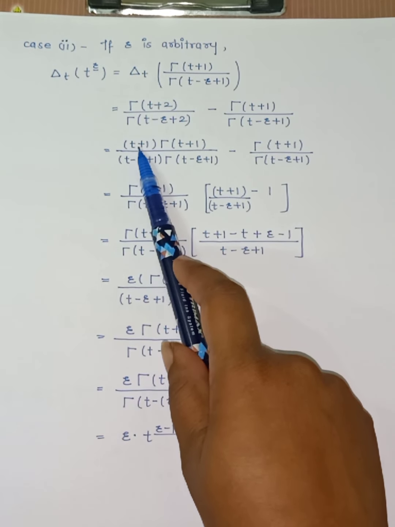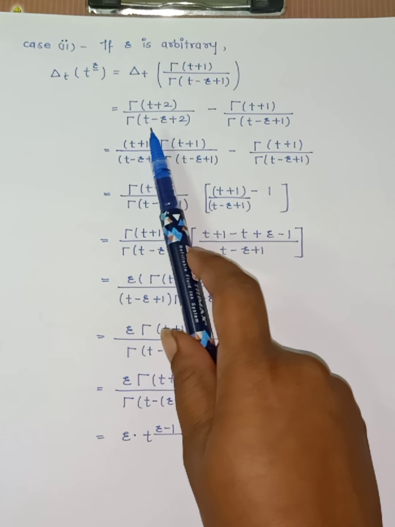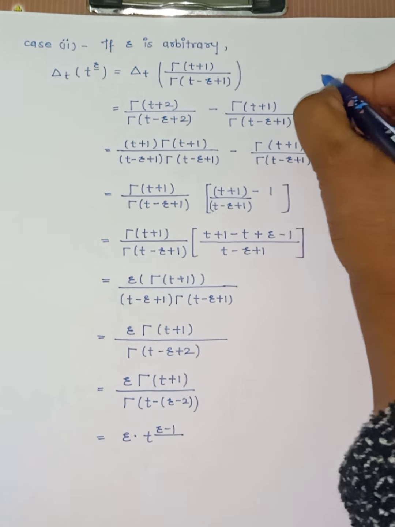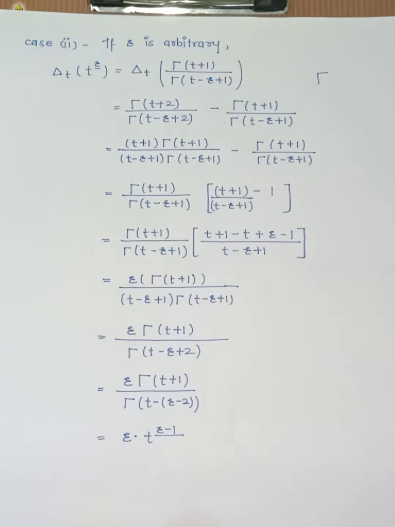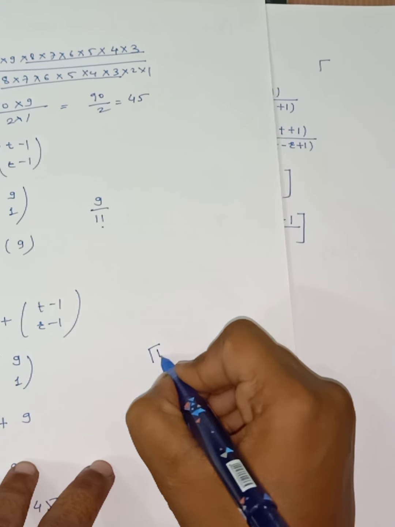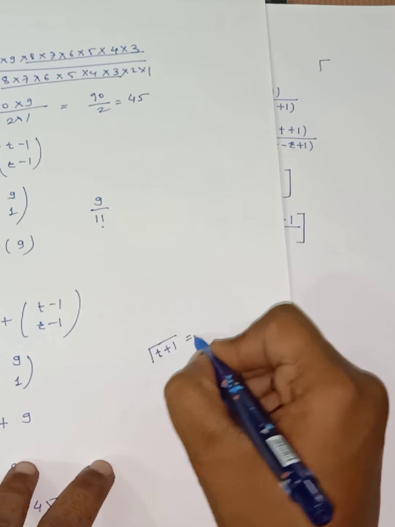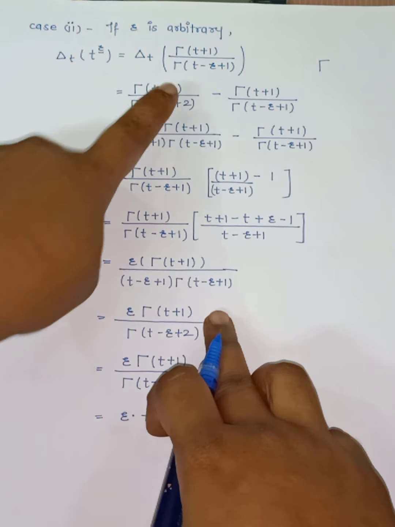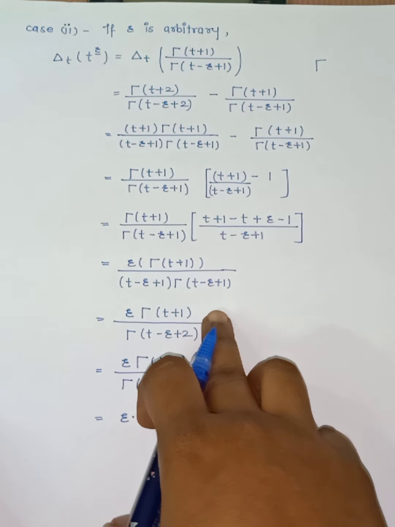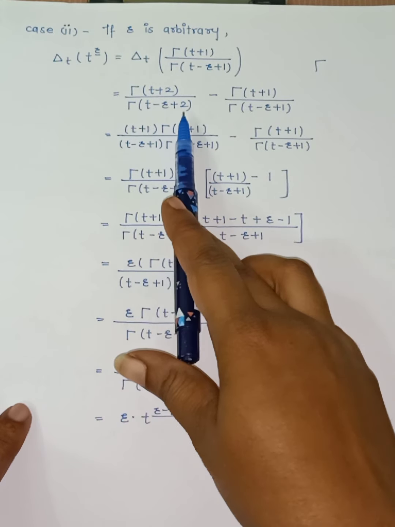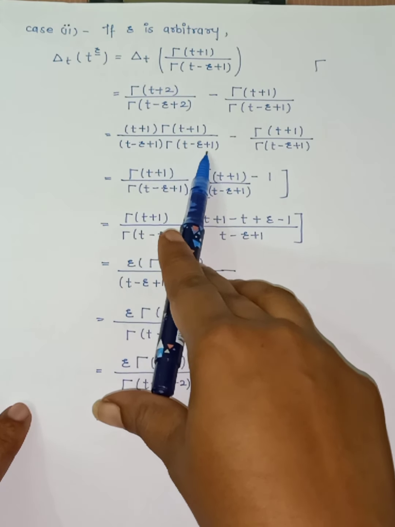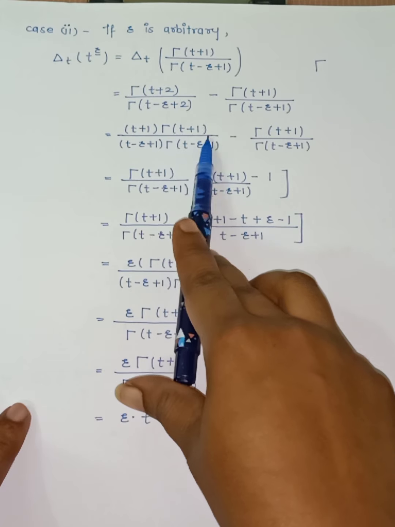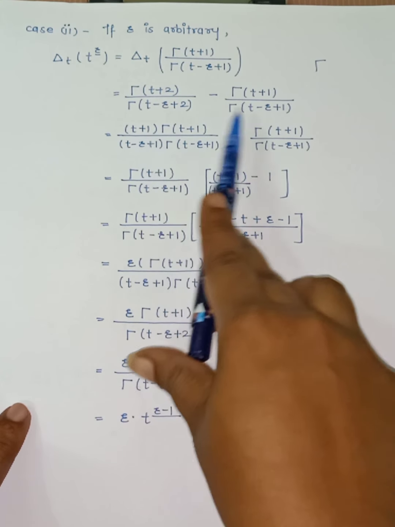Then gamma t plus 2 will be written as t plus 1 gamma t plus 1. We know that gamma of t plus 1 equals t gamma t, correct? So similarly here it is t plus 2, so we wrote t plus 1 gamma t plus 1. Similarly for t minus r plus 2, t minus r plus 1 gamma t minus r plus 1, and this side as it is. Then t plus 1 gamma t plus 1 is here and also here.